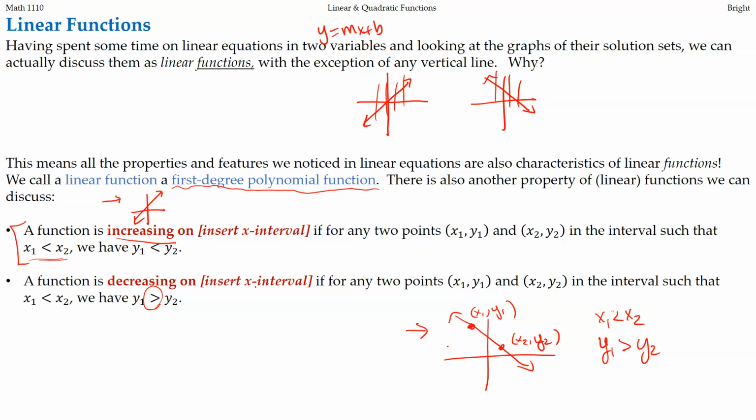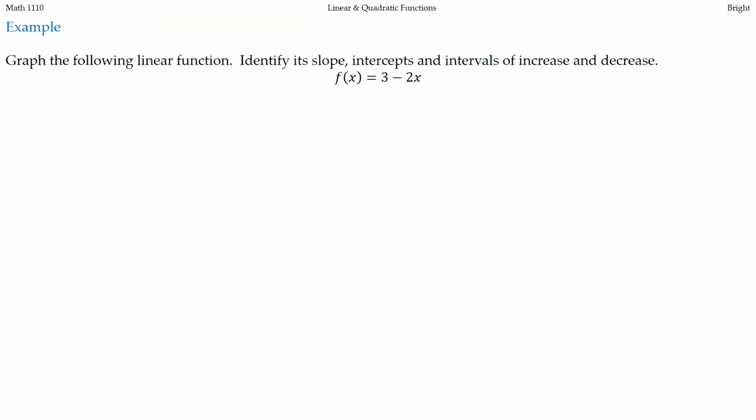Okay, so make sure to say, when you're talking about increasing, decreasing, we're talking about intervals, so make sure to identify that interval. And then in my example here, it would be all real numbers. Or if you want to say double bar R, that's fine as well. All right, so just to verify this, let's do an example.